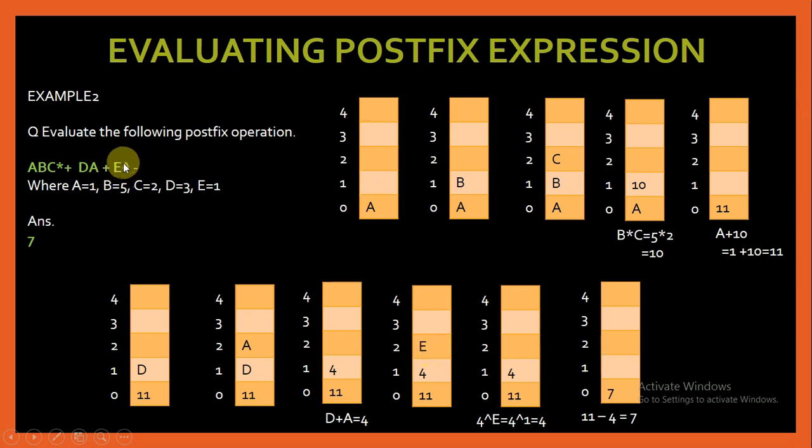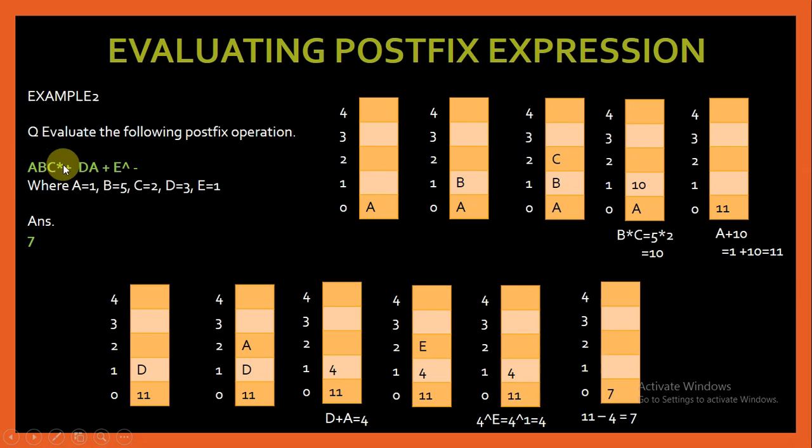And the next scanned symbol is a caret symbol. This is a power symbol. So we again pop two topmost elements of the stack, which are E and 4, and this will be 4 caret E. It will not be E caret 4. It is always the second symbol first and then the first symbol. So 4 caret E becomes 4 caret 1, which means 4 to the power 1, and it becomes 4. So 4 will simply be pushed into the stack.